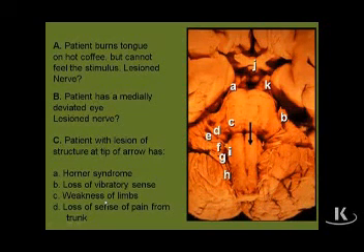For example, question A: a patient burns their tongue on hot coffee but cannot feel the stimulus. So what they're asking you is what is disrupted that's providing sensory innervation to the bulk of the tongue? And the answer is the trigeminal nerve, which is the major general sensory nerve of the anterior two-thirds of the tongue and much of the oral cavity, nasal cavity, and oropharynx. So what we're asking you for is, can you identify the trigeminal nerve on a cadaver brainstem?